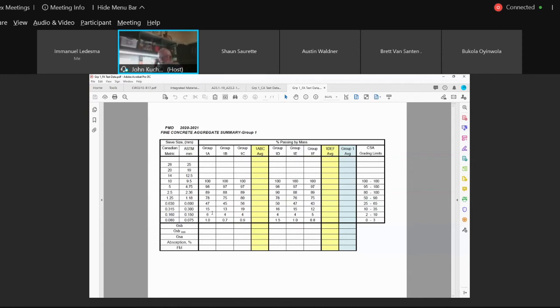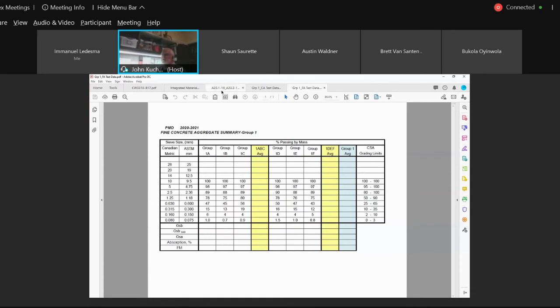And the other reason is I like using cumulative percent retained, regardless of whether I'm calculating the FM or not, is I can subtract the number from 100 in my head quicker. I don't have to punch all these numbers into the calculator when I'm doing sieve analysis. Once I calculate percent retained, I can calculate cumulative percent retained, and then bingo, I can calculate percent passing. Okay? So here's the CSA grading limits for fine aggregate, FA1.